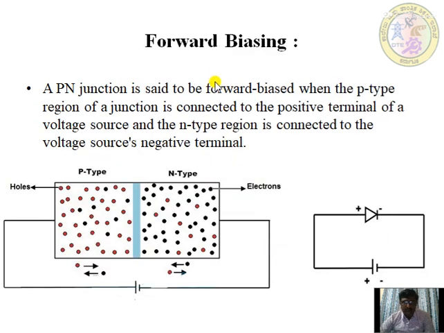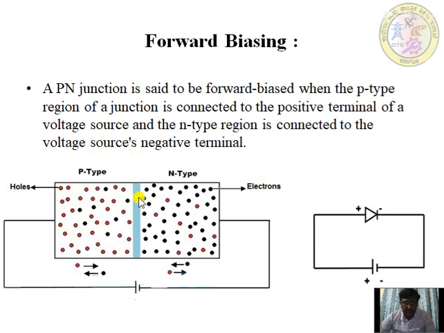So what is forward biasing? A PN junction is said to be forward biased when the P-type region of a junction is connected to the positive terminal of a voltage source and the N-type region is connected to the negative terminal. If I consider this as a diode, the positive terminal is connected to the anode and the negative terminal is connected to the cathode.